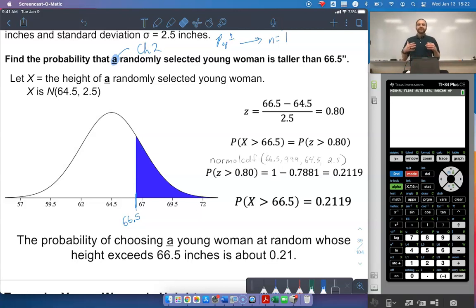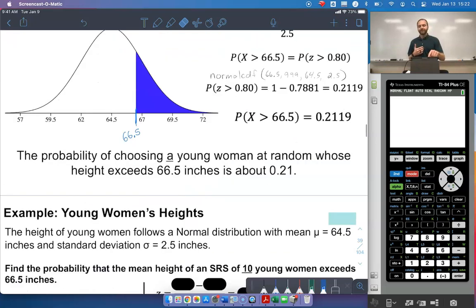So notice the idea here. This is telling you to slow down with your reading. Just because you're in the sampling distribution chapter doesn't mean everything deals with sampling distributions. It's a cumulative course. You have to be careful and make sure you understand it.